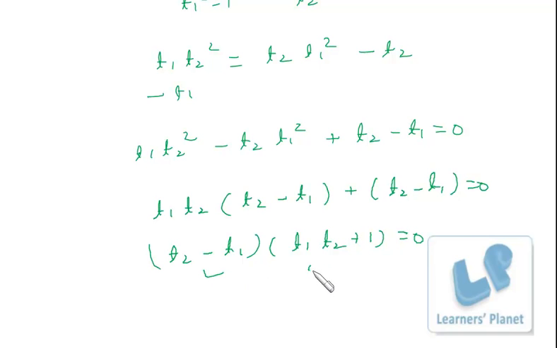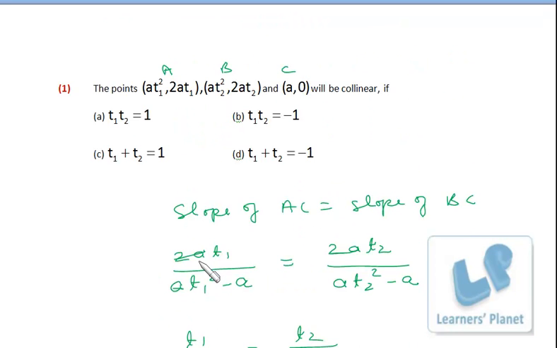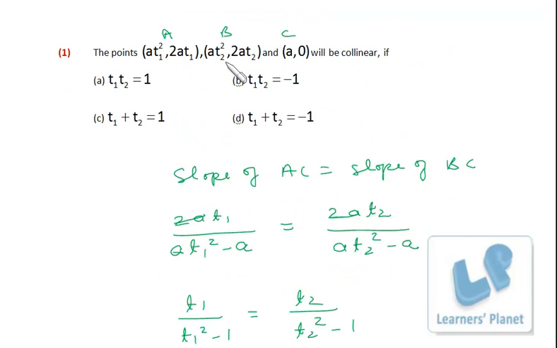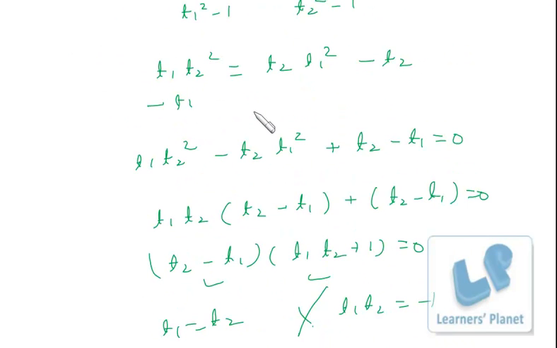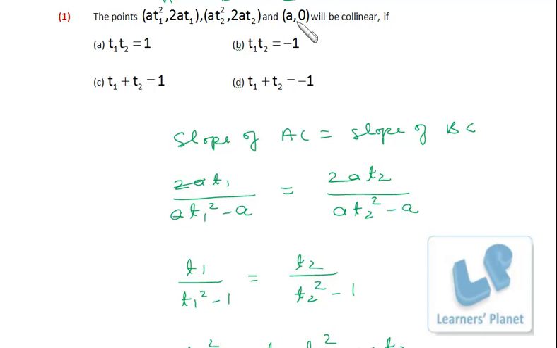So either this is 0 or this is 0. So t1 t2 is equal to minus 1 or t1 is equal to t2, right? But t1 cannot be equal to t2 because in that case both the points will be the same. So the other condition is t1 t2 is equal to minus 1. So if the 3 points are collinear, then t1 t2 should be equal to minus 1. Then only the 3 points will be collinear.